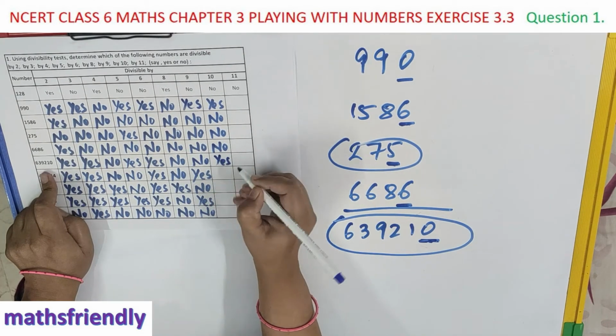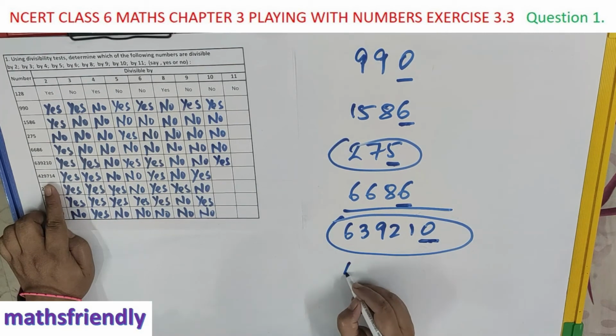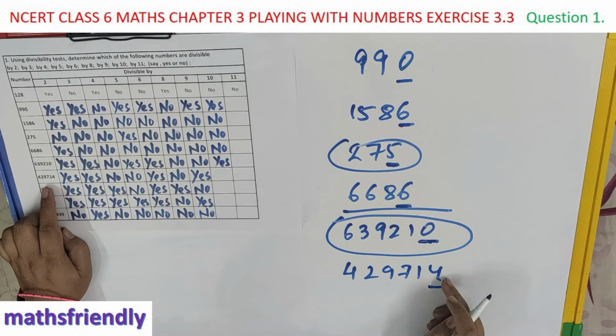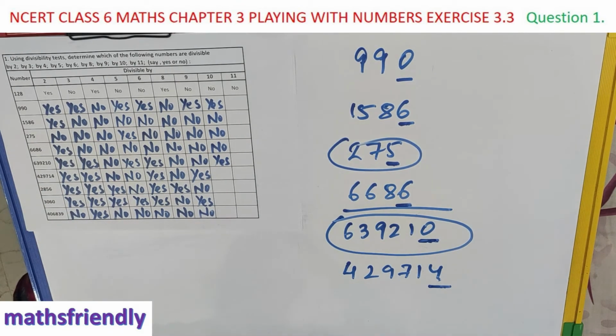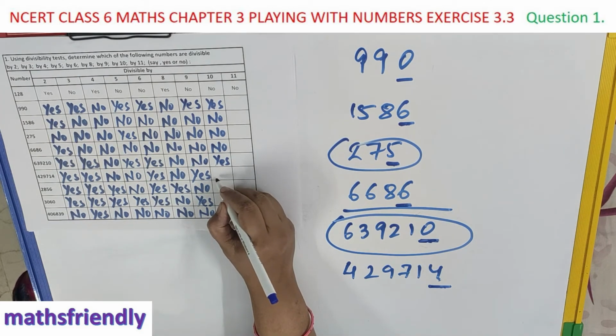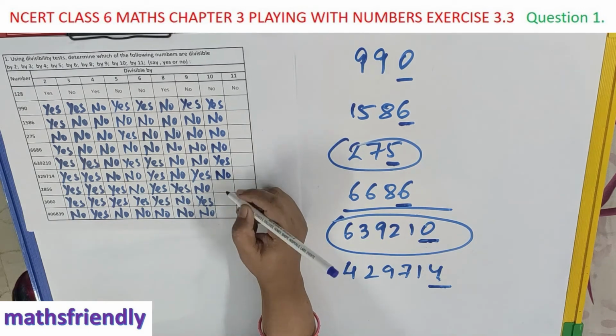So we will write it yes here. The other number is 429714. The units place has 4. Okay, it means this number is not divisible by 10 because it does not have 0 in its ones place. So we will write it no here.